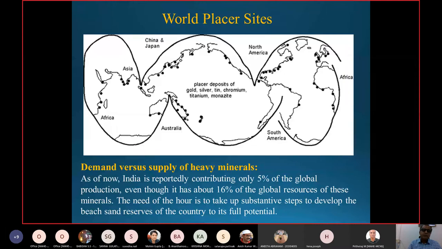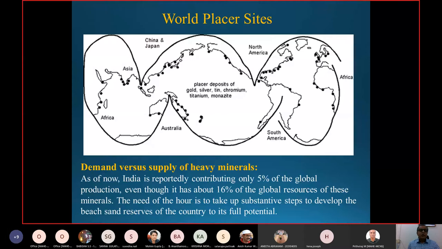So as you see here, in Africa you have many deposits, and even in Australia and New Zealand. In the world scenario, you have many areas where placer deposits exist, and India is also contributing to this product.